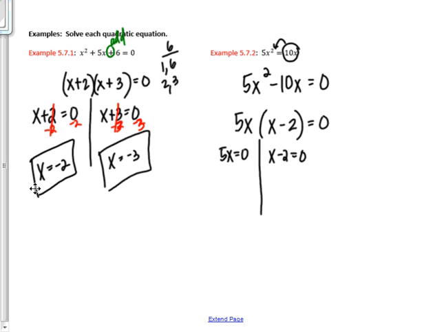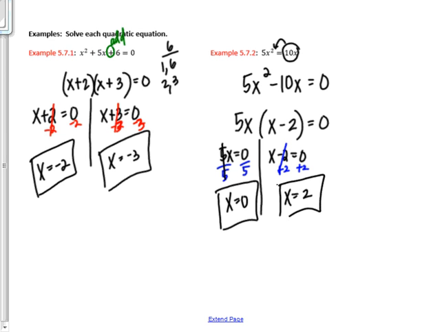So if I solve this one, I'm dividing both sides by 5. If I solve this one, I'm adding 2 to both sides. So x would be 0. 0 divided by 5 is 0. Or x would be 2.